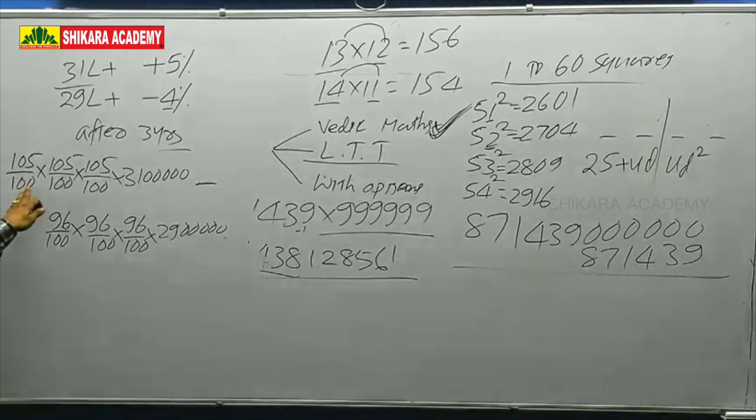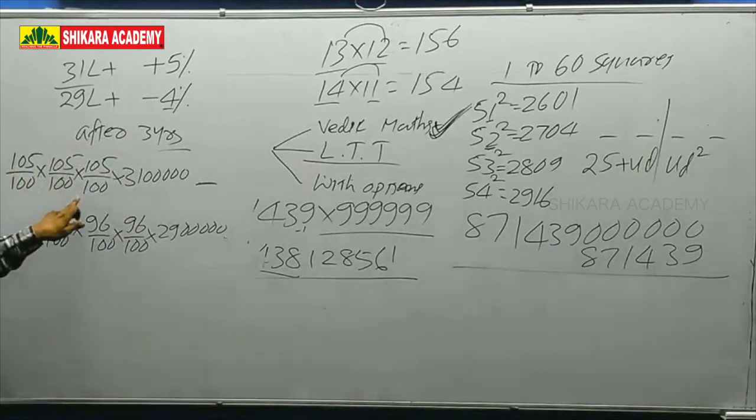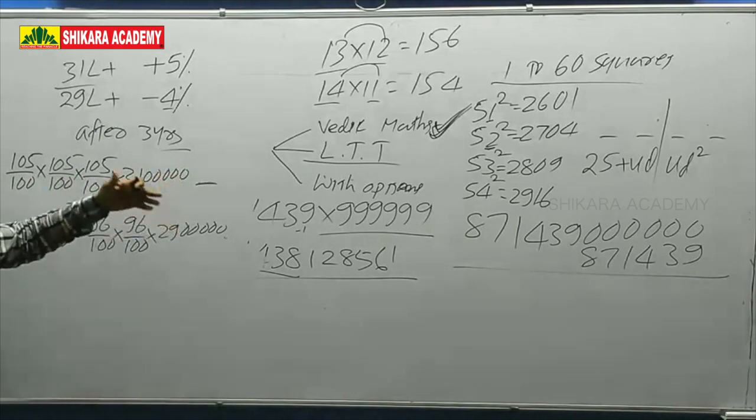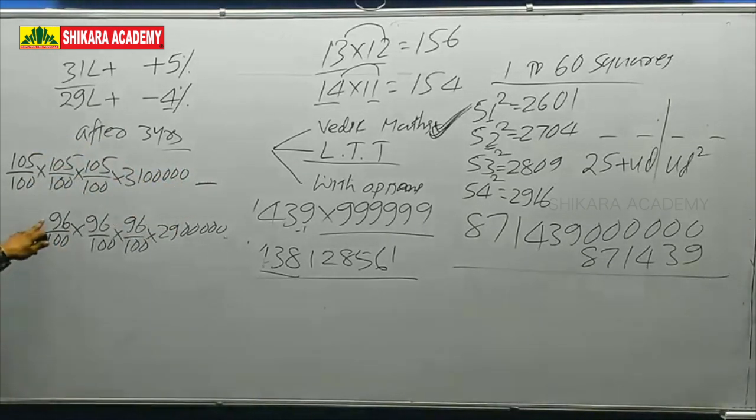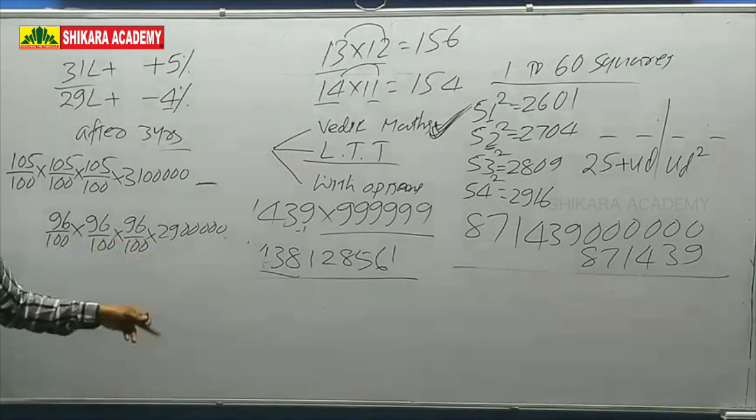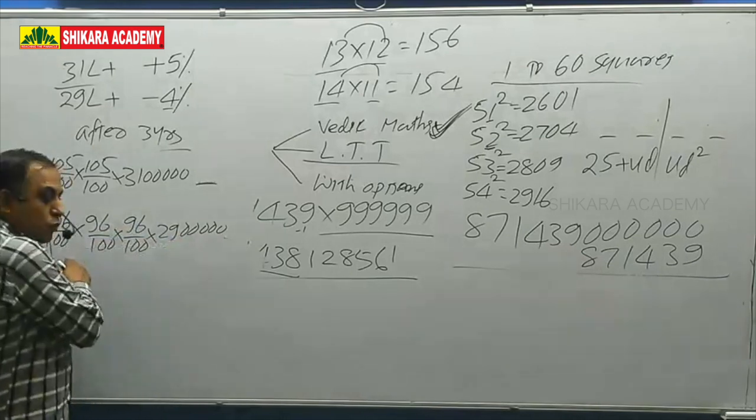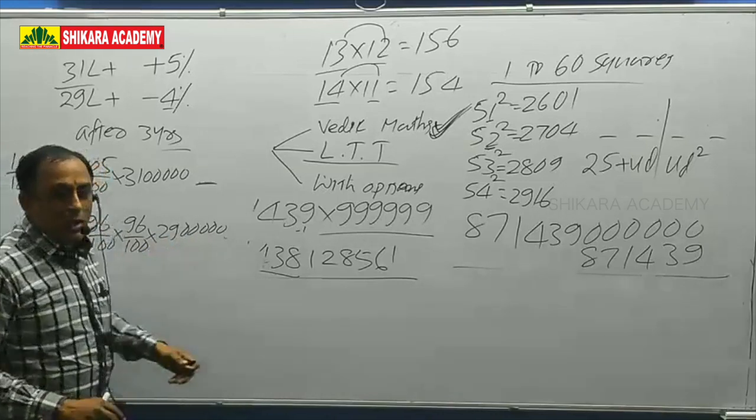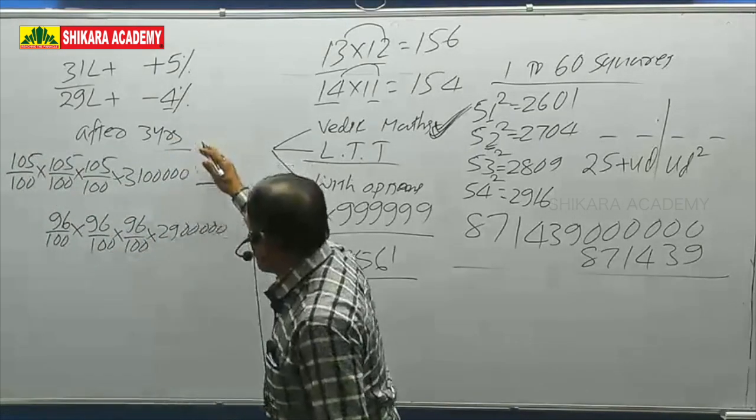Simplify. And it is not 31 lakh. First cancel the numbers, but we are unable to cancel the numbers. What is 105 by 100? It is 1.05 into 1.05 into 1.05 into the biggest number; multiply the values and you will get one number. Then 96 by 100 is 0.96 into 0.96 into 0.96 into 29. So find the product of 0.96 and 0.96, again into 0.96, again into 29 lakh. You will get one big number. Then first number minus second number.